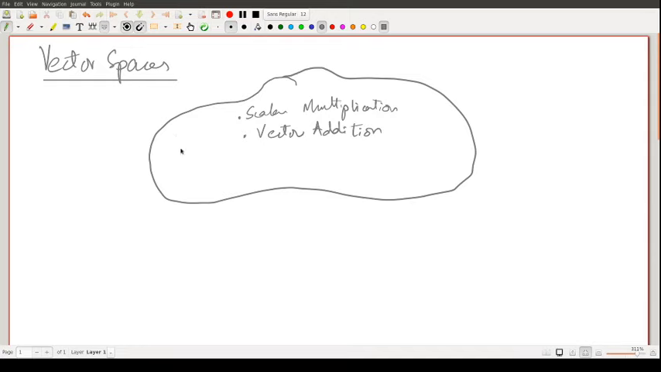If you have a vector v, you should be able to do alpha times v, where alpha is some scalar. And vector addition means if you have some vectors v1 and v2, you should be able to add them, v1 plus v2. All of these vectors should be part of this space. There are other axioms as well which say that there should be a zero vector, there should be a negative vector for every v, and so on. But the basic idea is you should be able to get all linear combinations. So linear combinations are important.